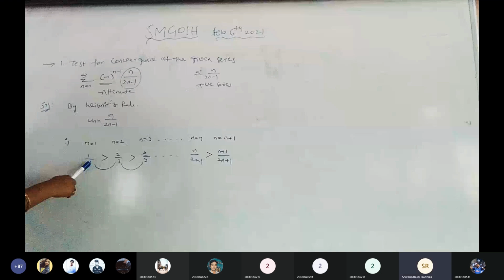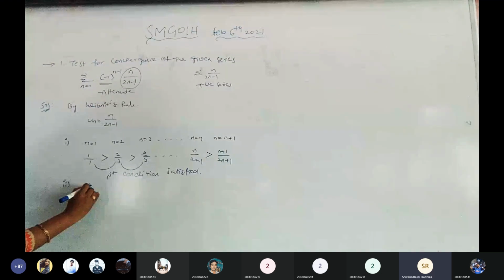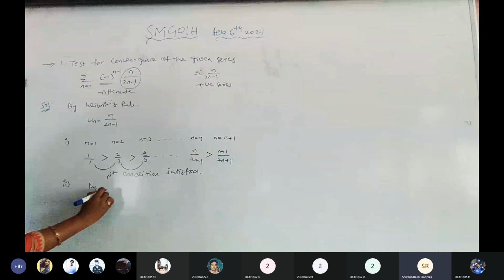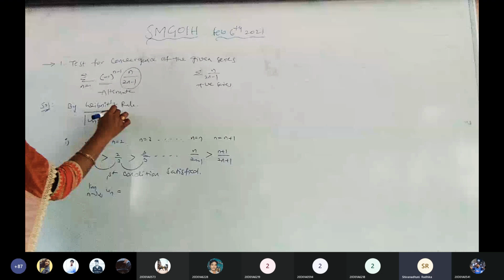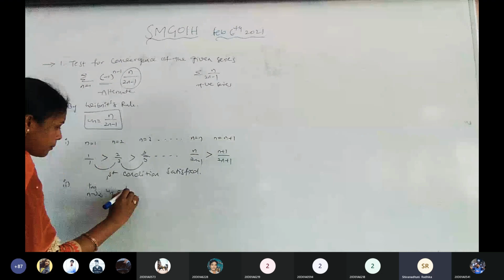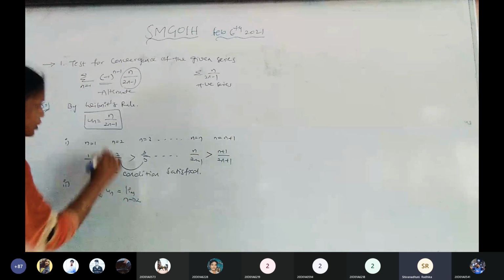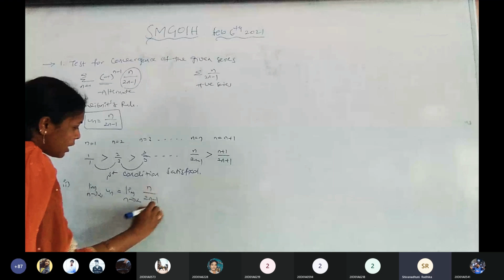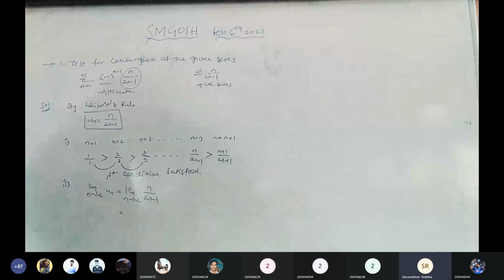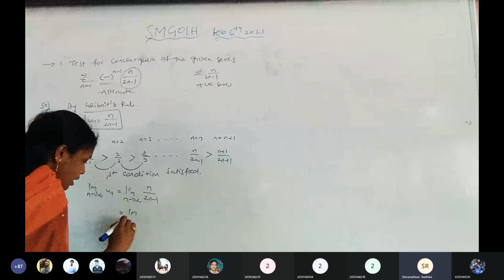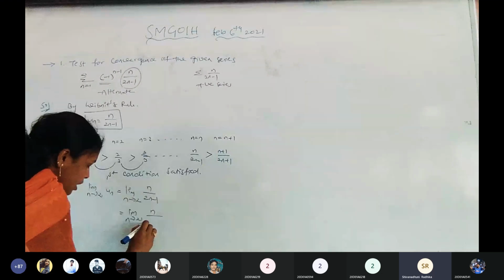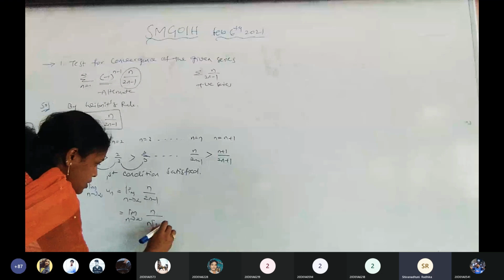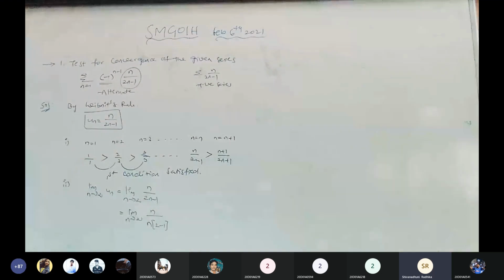Next, we go for the second one. What is the second condition? Limit n tends to infinity of un. We need to find the limit of un. What is un here? This one is un: n by 2n minus 1. Limit n tends to infinity of n by 2n minus 1. I'm going to take n common in the denominator. So limit n tends to infinity of n by n into 2 minus 1. Is it clear, all of you?